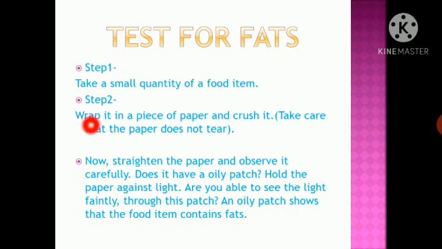Test for fat. Step 1. Take a small quantity of food item. Step 2. Wrap it in a piece of paper and crush it. Take care that the paper does not tear. Now straighten the paper and observe it carefully. Does it have an oily patch? Hold the paper against light. Are you able to see the light faintly through this patch? An oily patch shows that the food item contains fat.